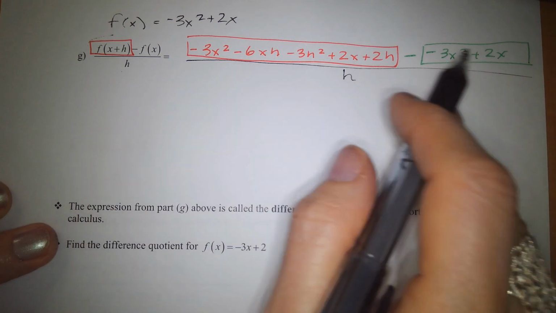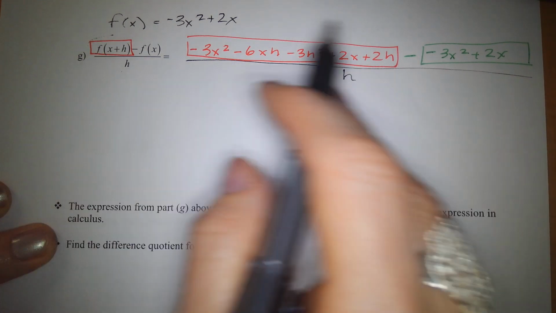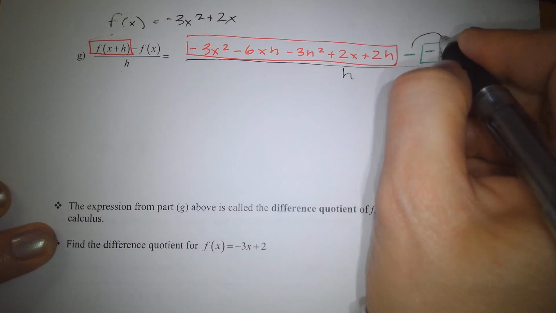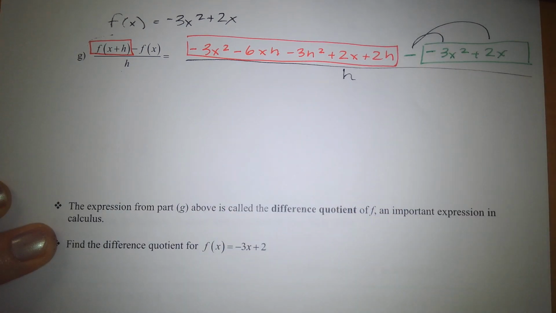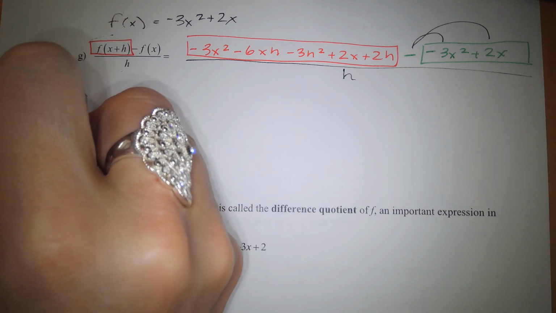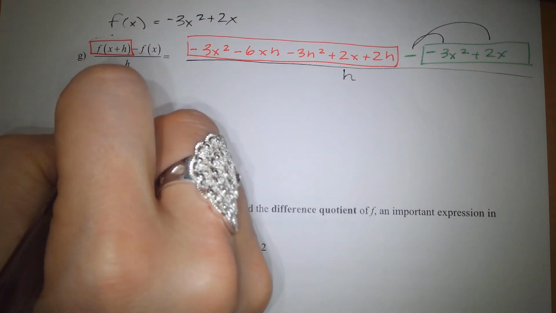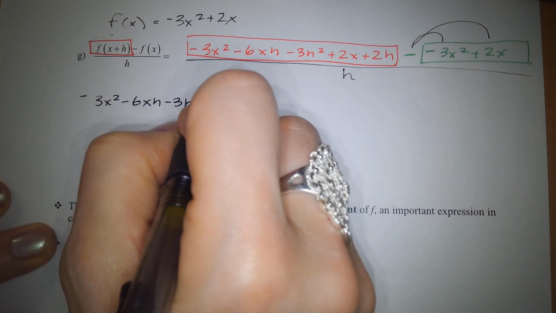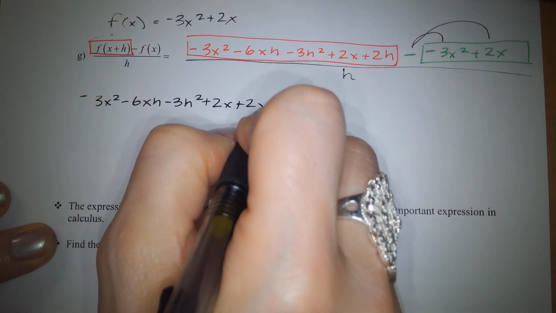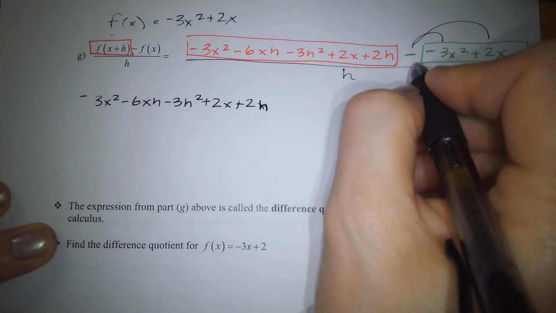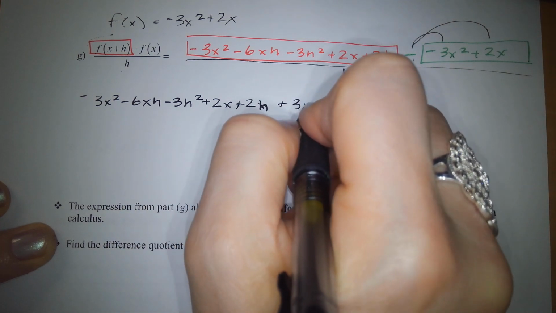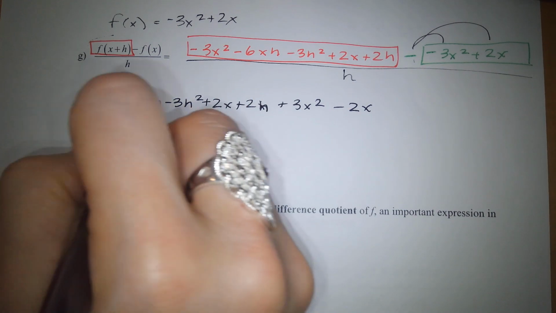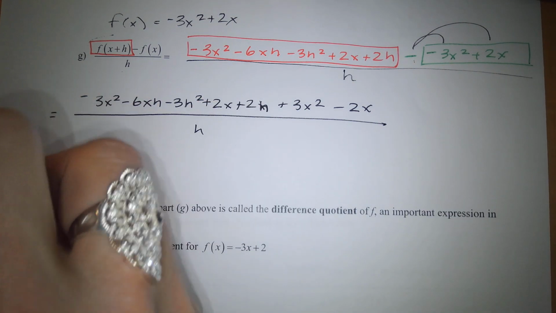Alright, so now we're going to simplify things up here, and you'll notice things will start to cancel. Let me rewrite this by distributing the subtraction sign first. So we have negative 3x squared minus 6xh minus 3h squared plus 2x plus 2h. That becomes a plus 3x squared. That becomes a minus 2x, all over h.